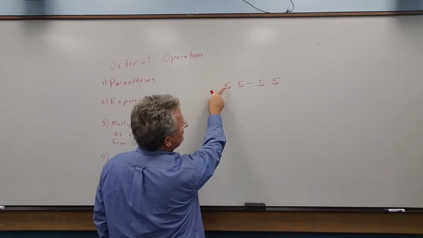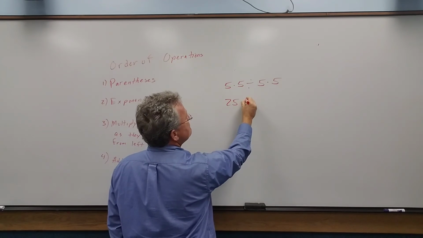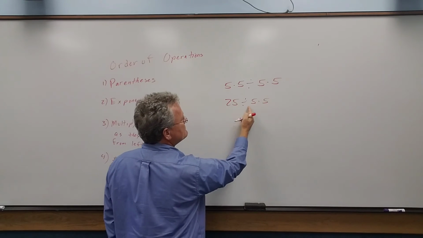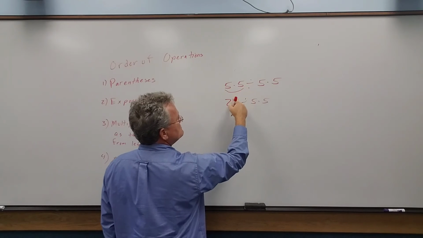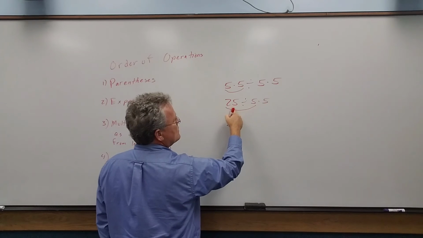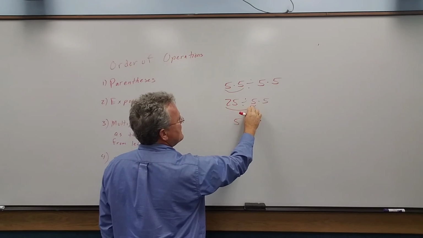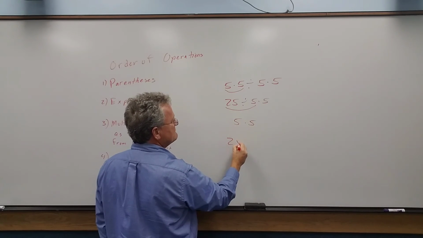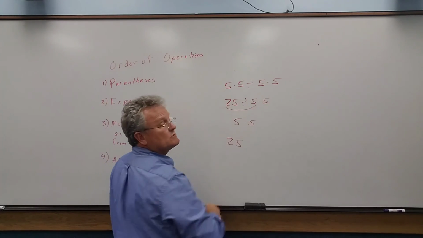Moving from left to right, 5 times 5 is 25. Continuing to go left to right, 25 divided by 5 is 5. Then this is 5 times 5, and 5 times 5 is 25. This expression here is equal to 25.